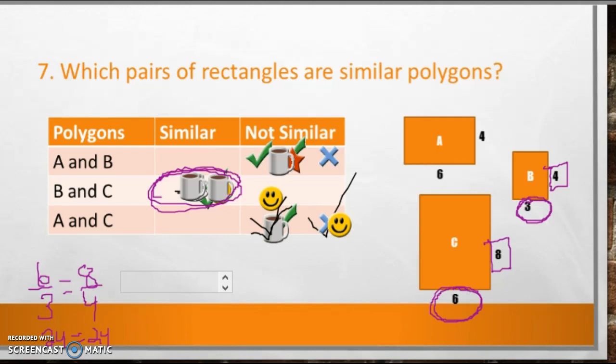And then for the other ones, again, you can check the proportions to see. But those are not going to be similar. So let me show you what one of those looks like, and then we're going to move on. If we checked A and B, we would take the biggest side of A with the biggest side of B.